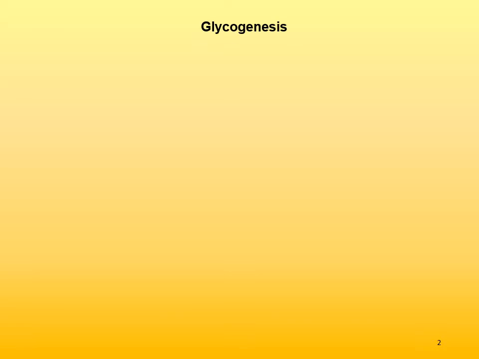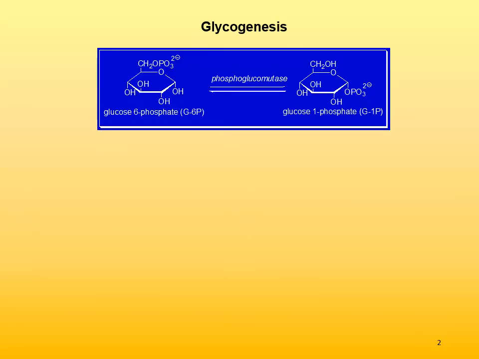Glycogenesis means synthesis of glycogen. Glycogen is synthesized starting with glucose 6-phosphate. Enzyme phosphoglucomutase catalyzes an equilibrium reaction. It equilibrates glucose 6-phosphate and glucose 1-phosphate. Glucose 6-phosphate is substrate for glycolysis, while glucose 1-phosphate is substrate for gluconeogenesis. Therefore, depending on the need of the cell, one of those will be generated and present in larger amount.